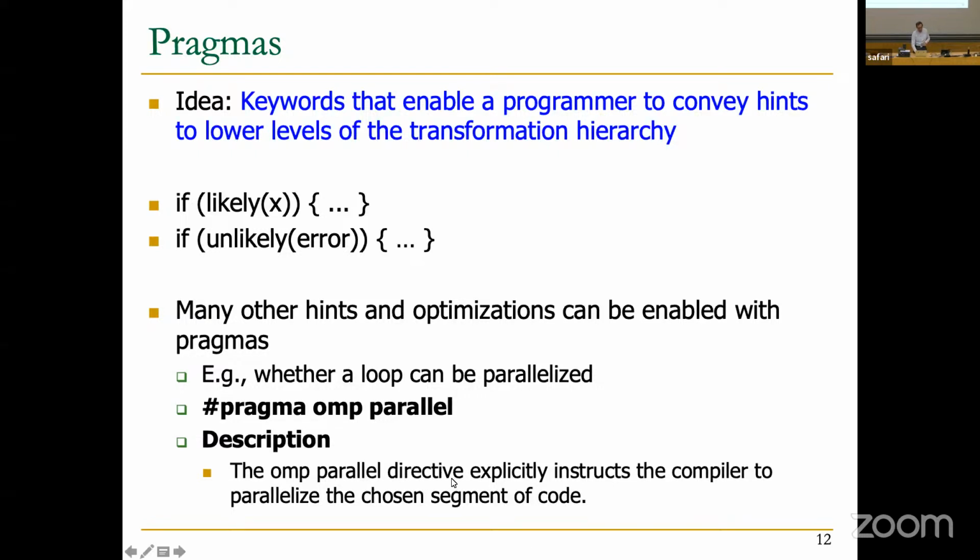Basically, they say the OMP parallel directive explicitly instructs the compiler to parallelize the chosen segment of code, because the programmer knows something about it, saying that it's parallelizable. Of course, the compiler may disagree, right, in the end. That's true for this case also. These are hints. The compiler, in the end, may disagree with the programmer. If they somehow have some profiling mechanism, they say, okay, programmer says likely, but I don't think it's likely. That's always the downside with this sort of hints that get supplied at the top. And they may not be obeyed, or they may be dropped at the end, right?